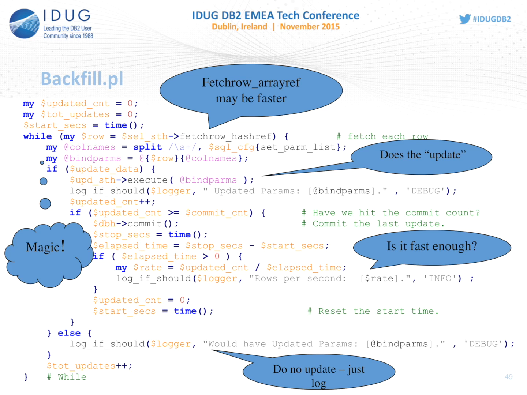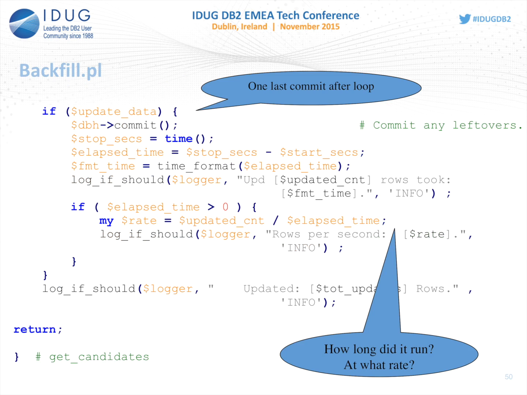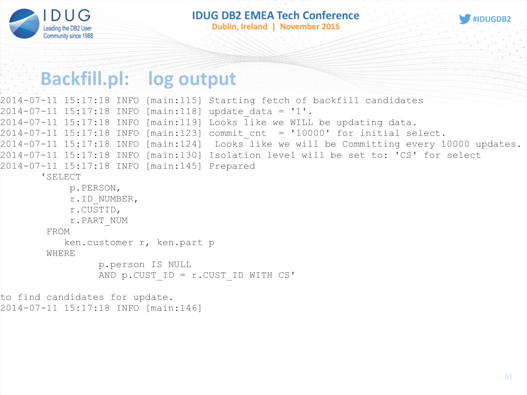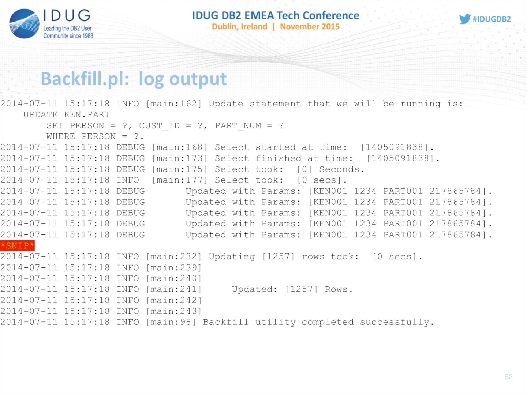Java likes types, right? So this is just the end of the code, and I'm keeping track of how long we ran and at what rate, how many rows per second I'm getting done, so I can keep track of it while it's running. This is what the log file looks like when you run it. I dump out what select statement I read in, and then I chop the middle of the log file out. But you can see if you have it set to debug, it's going to dump out all the data that it's updating, or all the data that it would have updated if you have the update flag set off.